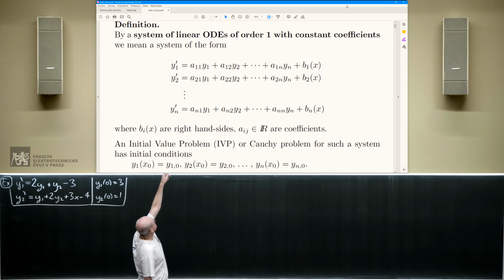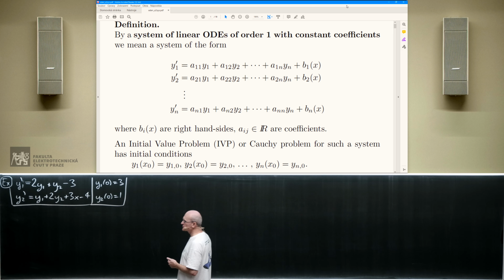On the left, we just have the derivatives. And in fact, there is just one. The first derivative of one of the functions. So we are not allowed to put a second derivative here or anything like that. But we are also not allowed to put, let's say, y1 prime plus y2 prime. This is not allowed either. So these are quite restrictive requirements.